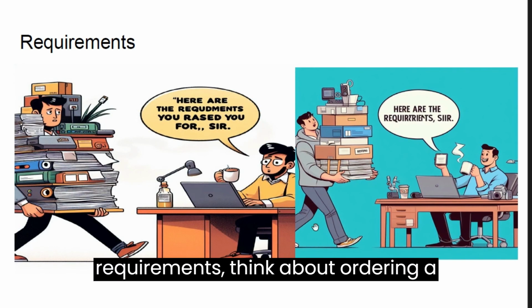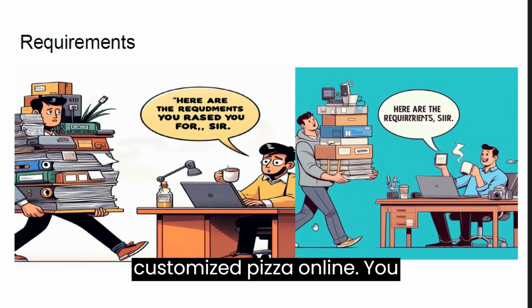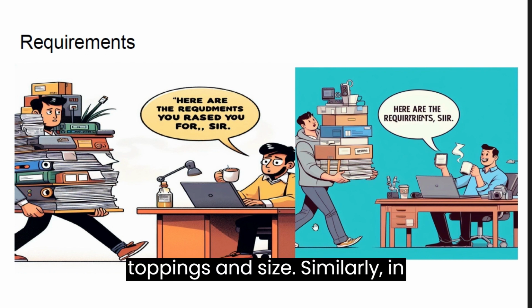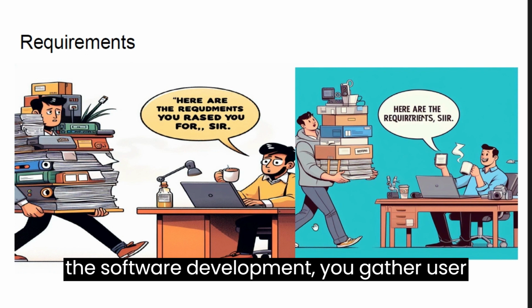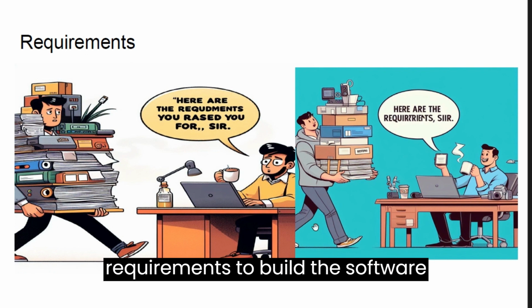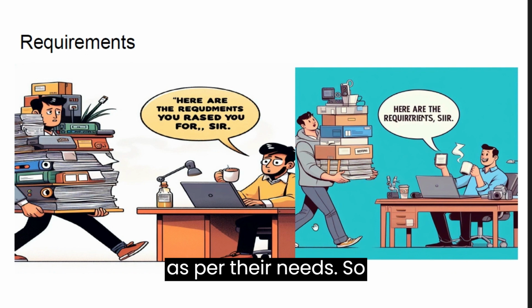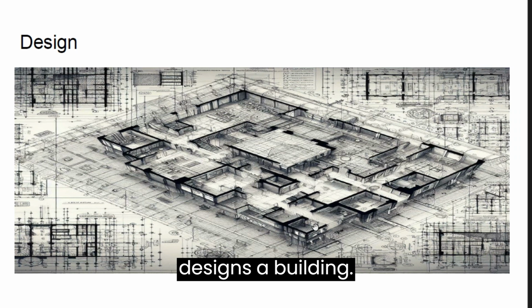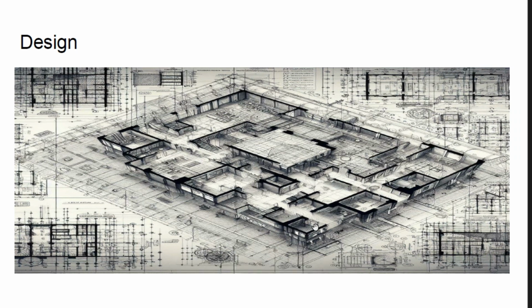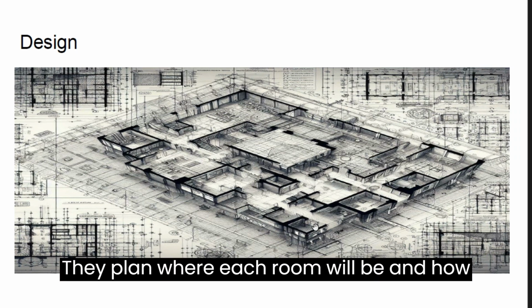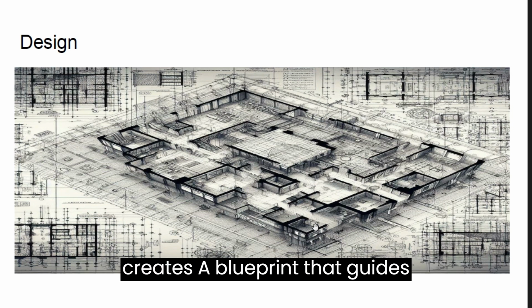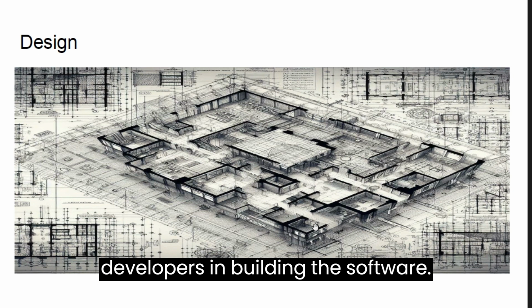Coming to the requirements, think about ordering a customized pizza online. You specify the type of crust, toppings, and size. Similarly, in software development, you gather user requirements to build the software as per their needs. Coming to the design, when an architect designs a building, they plan where each room will be and how it will look. Software design creates a blueprint that guides developers in building the software.